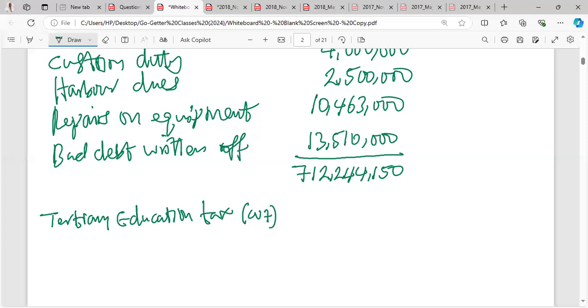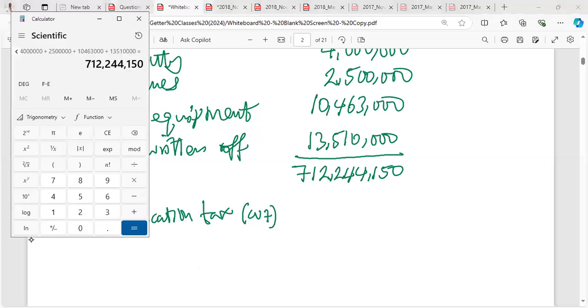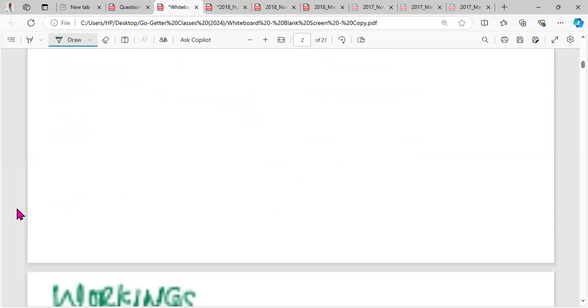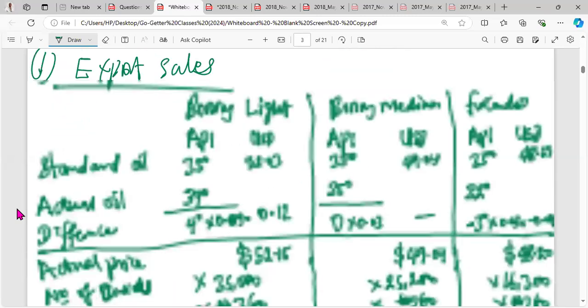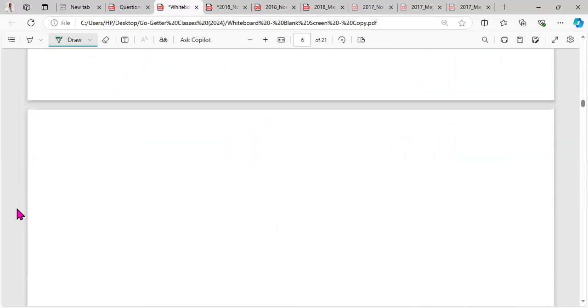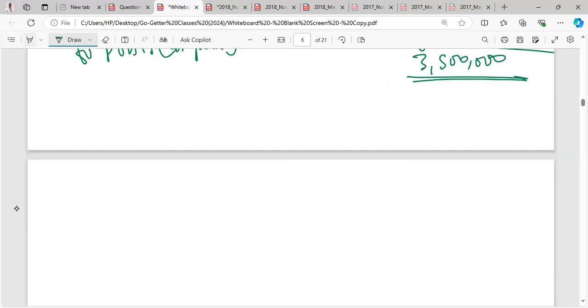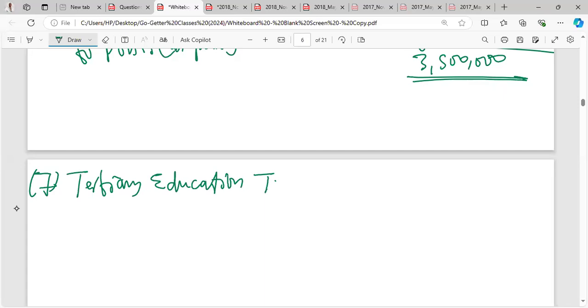Let's see if I got it correct. That's it. So this is what you have thus far. So let's go and work out our tertiary education tax, which is workings number 7. Workings number 7, tertiary education tax.